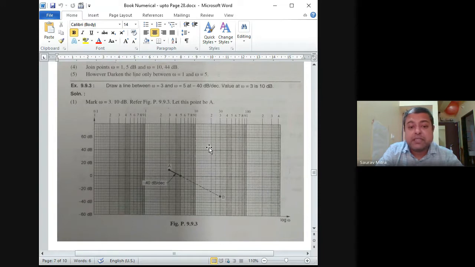So 3 is given, which means its decade frequency will be 30, and here it is 10 dB. So we have to fall by 40 dB. Starting from 10 and falling by 40, you come to 10 minus 40, that is minus 30 dB. So for 3, 10 we have to come to 30, minus 30. This point B has the coordinate 30, minus 30 dB. If you join 3, 10 with 30, minus 30, the line we get is called a minus 40 dB per decade line starting from the point 3, 10.